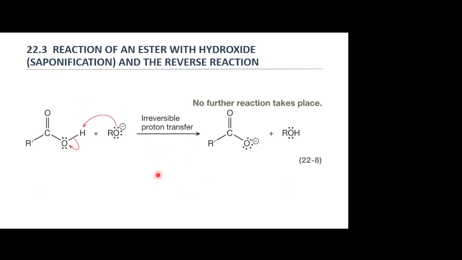Okay, so let's talk about some of the reactions with an ester with a hydroxide. This would be your saponification. And let's talk about the reverse of that reaction. Does everybody recognize saponification? This is making soap. Okay, this is the reaction. So if you make soap, or if you use soap, this is the reaction used to make soap.